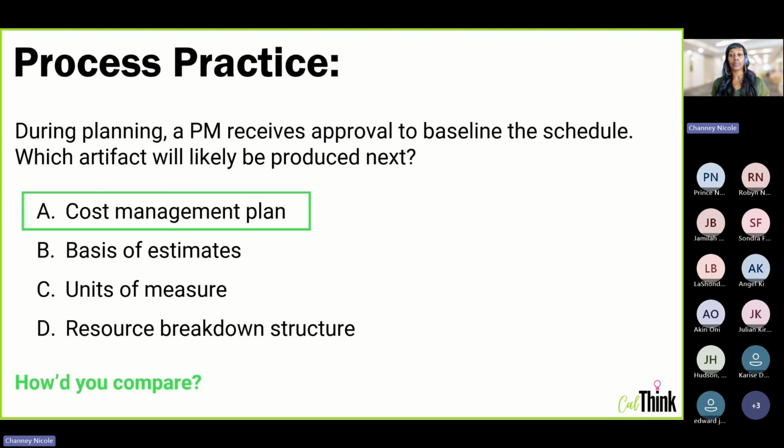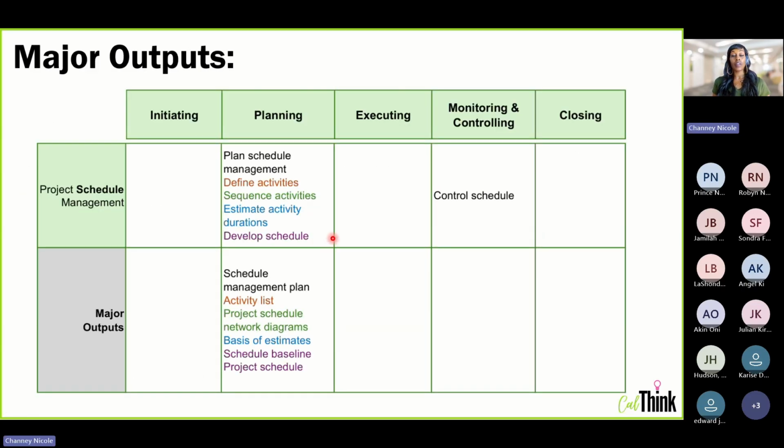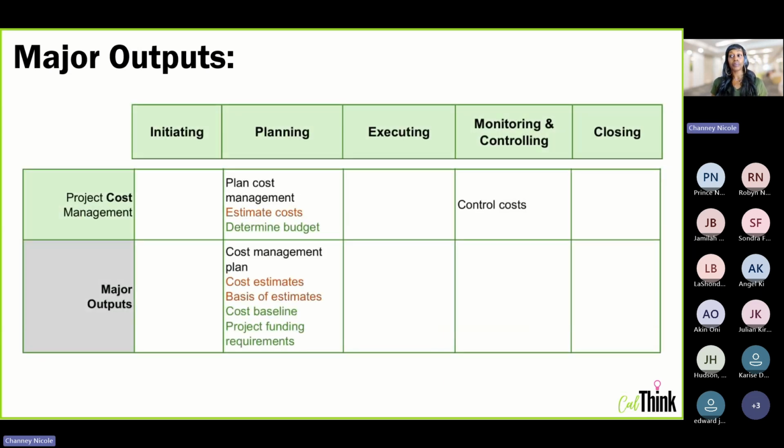Let's talk about why. So I'm going to go back to our schedule and cost outputs. So we just received approval to baseline the schedule. That means that we just finished developing the schedule, right? Because our output is schedule baseline. And so if we're thinking about what we should do next, we're going to follow the flow of the process grid. Well, after scheduling comes cost, right? And any one of these answers would be correct because it comes after develop schedule on the process grid.